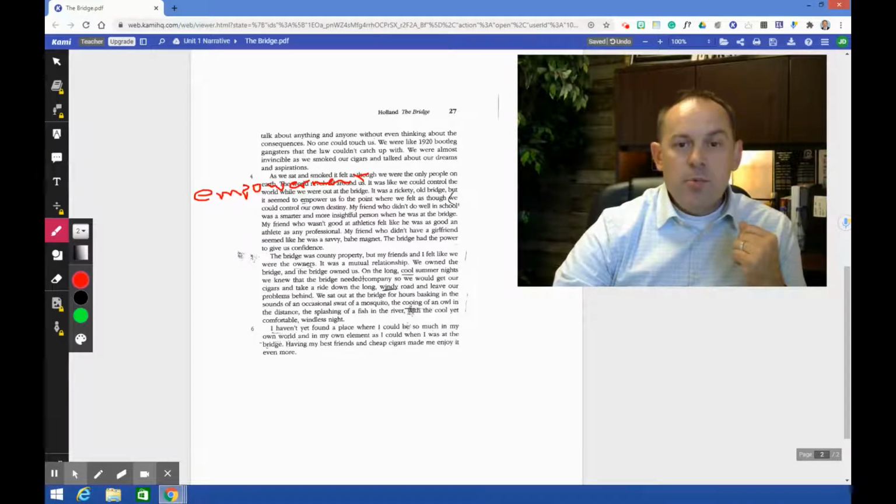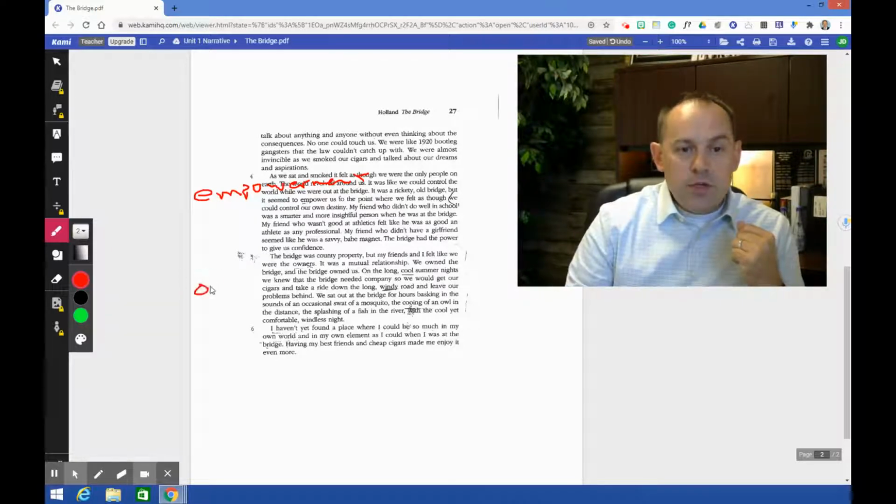Paragraph 5. The bridge was county property, but my friends and I felt like we were the owners. Okay, so there's the key word, and I'm just going to label that as ownership.